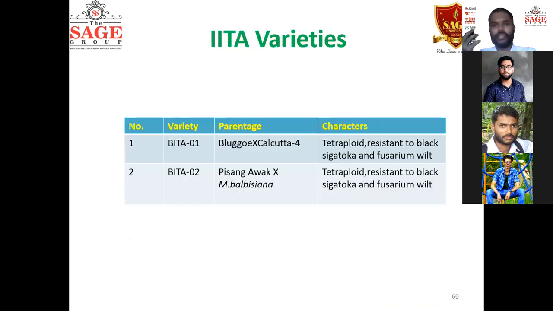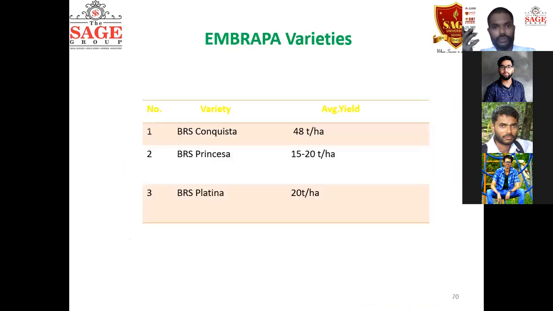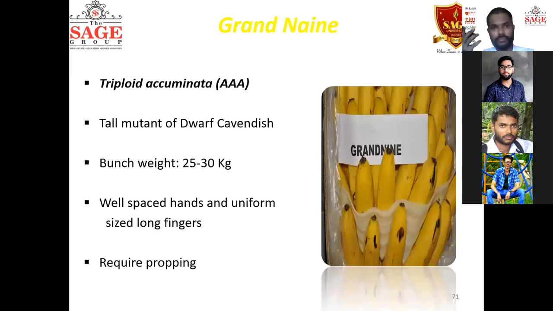These are some other varieties from IITA in Nigeria. These are hybrids. These are also BRS, that is Banana Research Station: Conquista, Princesa and Platina. These are from Embrapa, Brazil.